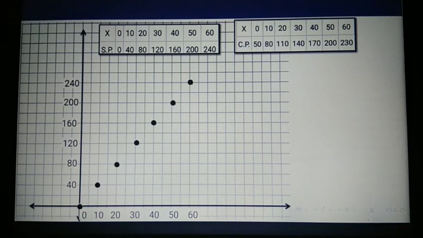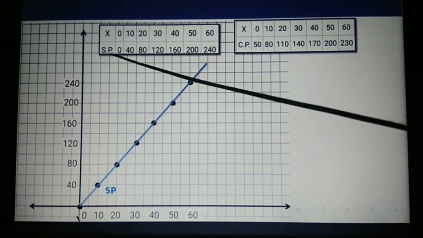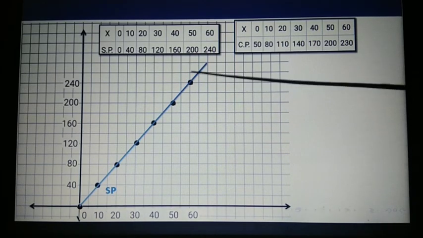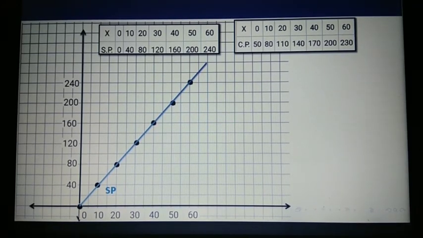Now, after that, what will I do? I will join it, and this is your diagram for your selling price. Okay, so this is how your selling price is varying. Fine, so this is a real life problem, so have a look at this properly. Now let's go to the other case.